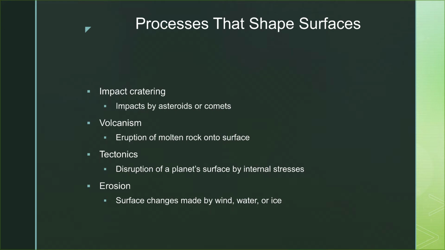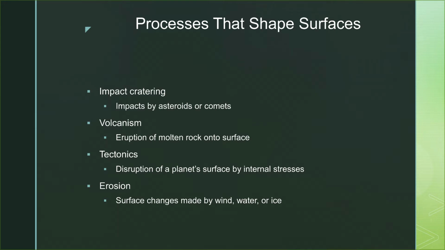Impact cratering, that you saw in the previous part of this lecture, and this is impacts, of course, by asteroids or comets. And the history of that crater is very important. Volcanism, so that's, as you know, the eruption of molten rock onto the surface. Doesn't have to be a volcano, as we saw for the moon. The Maria were formed by just lava seeping out of a crack in the crust.